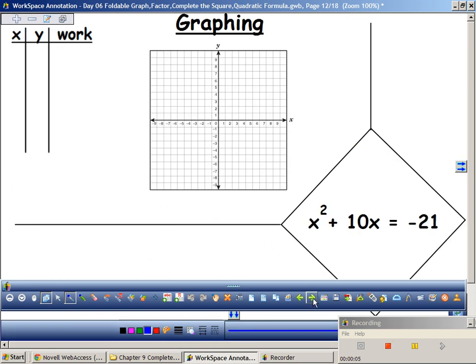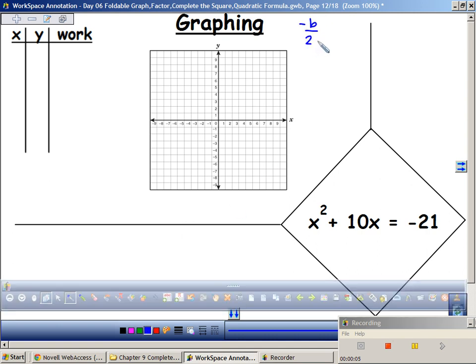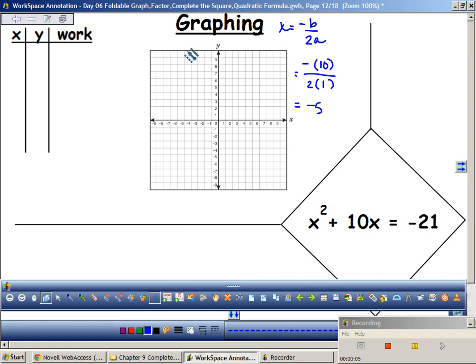Okay, guys. So let's start with negative b over 2a. X equals negative b over 2a. What's my b value? And what's my a value? 1. So this would equal negative 5. So negative 5 is my axis of symmetry.